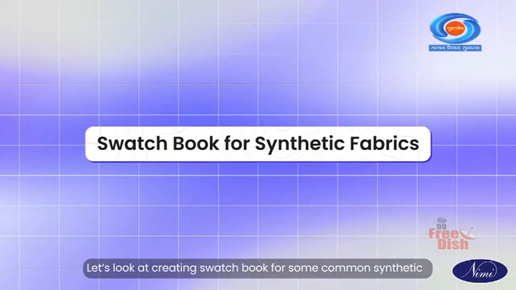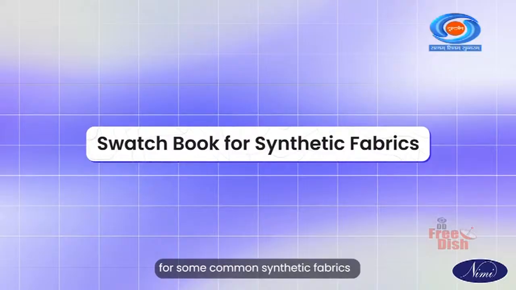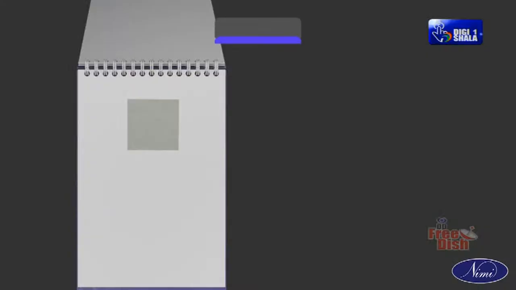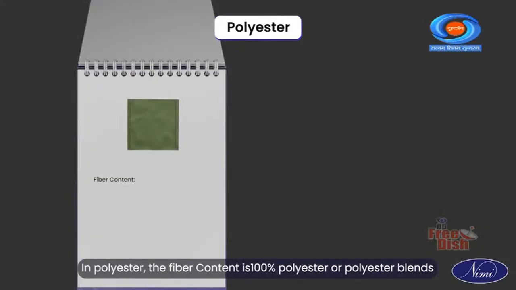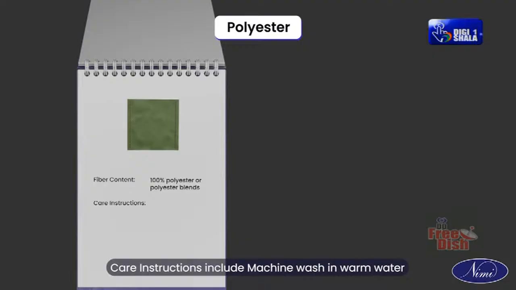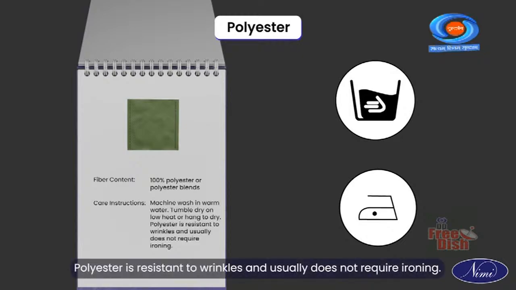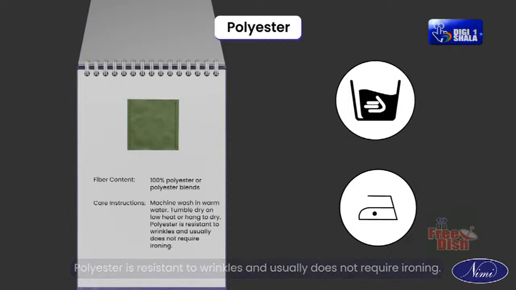Let's look at creating a swatchbook for some common synthetic fibers, along with their names, fiber content, and general care instructions. In polyester, the fiber content is 100% polyester or polyester blends. Care instructions include machine wash in warm water, tumble dry on low heat, or hang to dry. Polyester is resistant to wrinkles and usually does not require ironing.